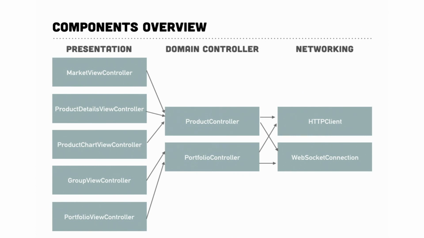For example, the market view controller has a product controller, a details view controller has a product controller. And like I said, these view controllers, many times they'll be alive at the same time. And they will have one instance of the product controller, or they might even share the same instance. And then this guy will call this guy and will talk to this guy to also get real-time updates. And in here, we have logic to prevent, you know, double calls and double subscribe messages, and that kind of stuff.